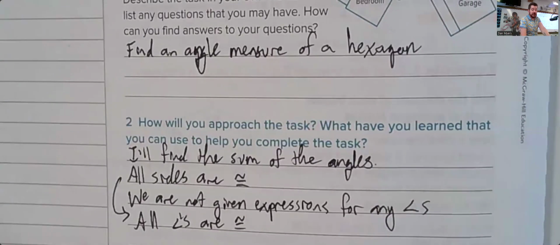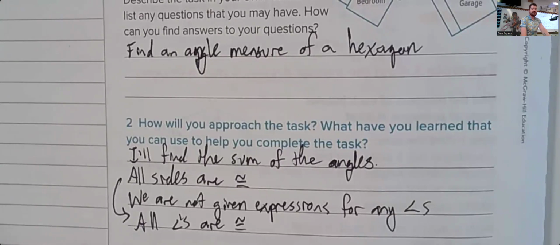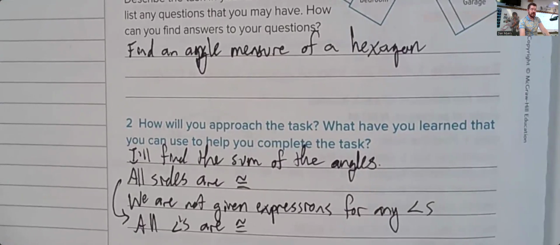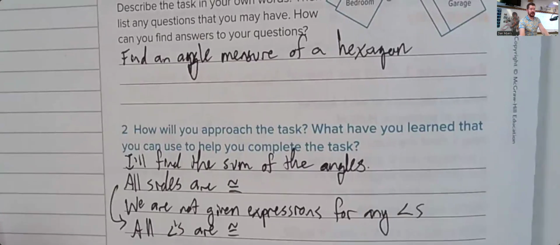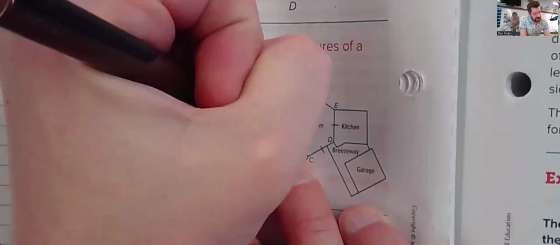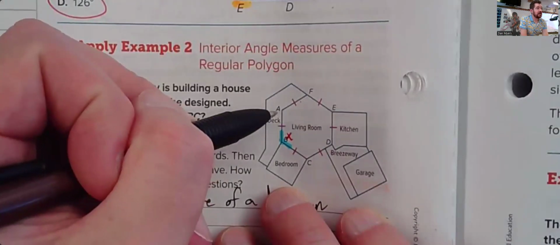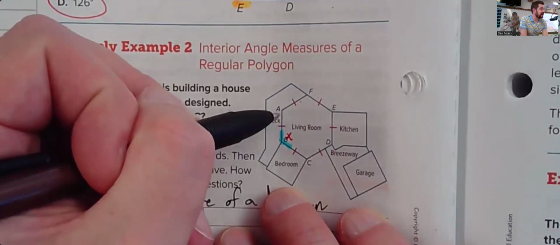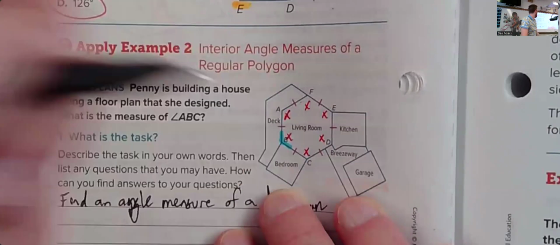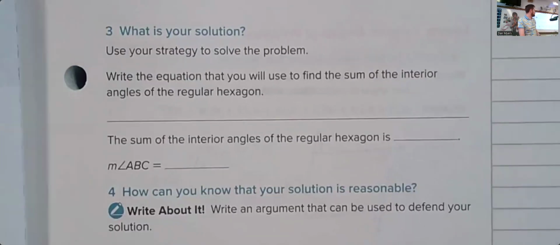Now that we know that, go to part 3. What is your solution? Use your strategy to solve the problem. So write the equation that you will use. Let's go back to the original diagram for a second. If we know they're all the same, and I was to call the angle that we need X, what would angle A be? If B is X, what is A? X. What's F? X, E, D, C. How many X's? 6. All right, so for number 3, what's our equation to solve for this?